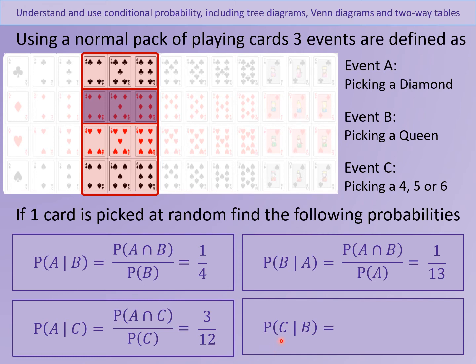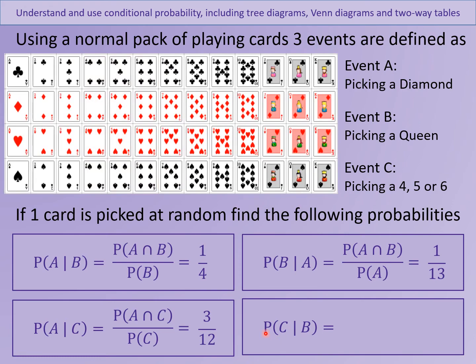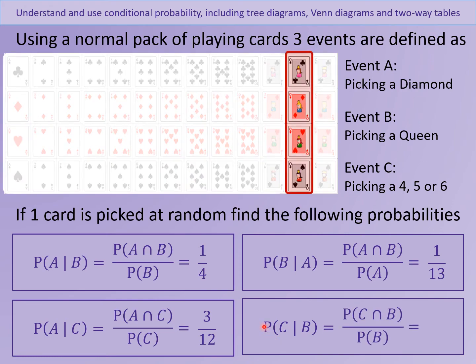What's the probability I get a 4, 5 or 6 given that they've picked a queen? Again, that makes sense if you think about it. Your friend picked a card, they say it's a queen, so they've got one of 4 cards in front of you. What's the probability that's a 4, 5 or 6? Well, they are mutually exclusive. There's your queens, whereas the 4, 5 and 6 are over here. They cannot be the same. They are mutually exclusive, so therefore it's going to be equal to 0.